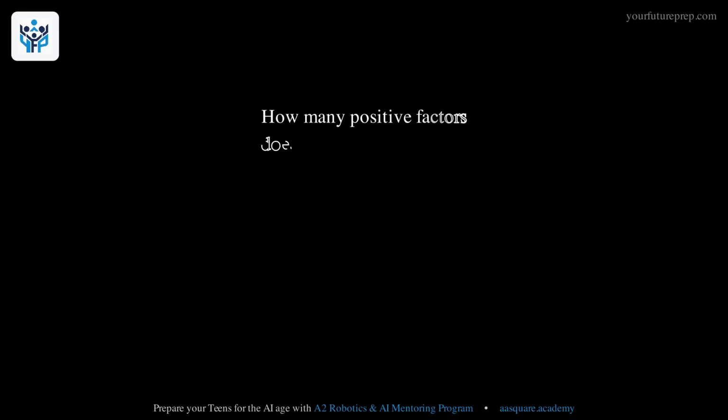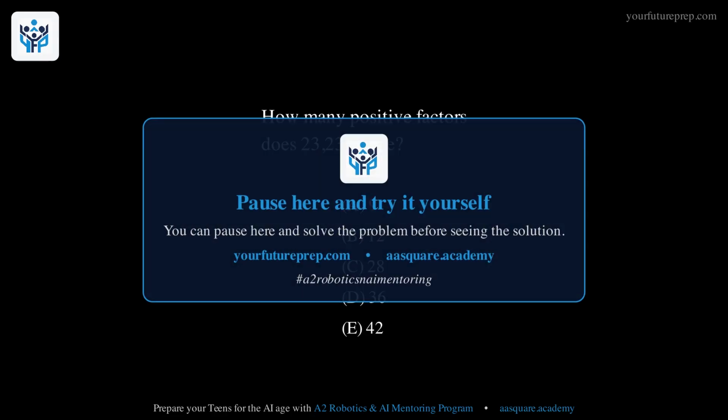How many positive factors does 23,232 have? A. 9. B. 12. C. 28. D. 36. E. 42. You can pause here and solve the problem before seeing the solution.